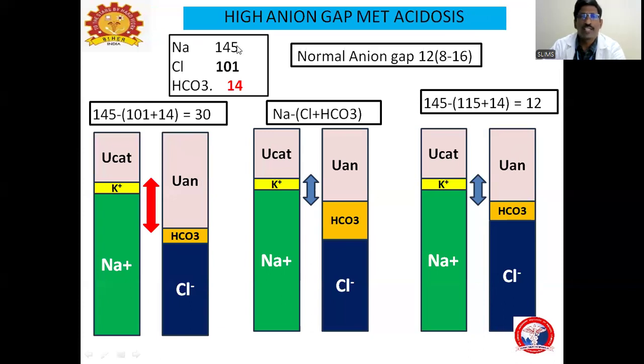But look at here: 145, chloride is 101, bicarbonate is 14. Chloride has not increased, but bicarbonate is low. So the total falls low, and the difference becomes 30. So this is called metabolic acidosis with wide anion gap.